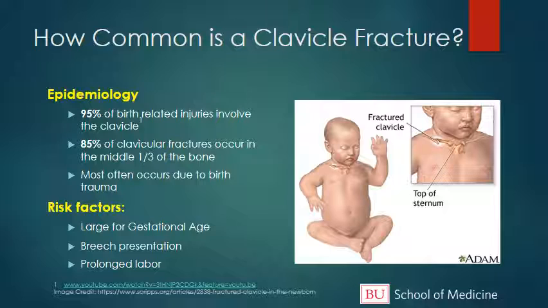There are several risk factors for this injury, and all of them are related to making a delivery more difficult. When the child is an above average size or weight, or large for gestational age, they are more likely to sustain an injury. Children in breech presentation are also more likely to develop clavicle fractures. And finally, a prolonged labor increases the chances of clavicle injury.